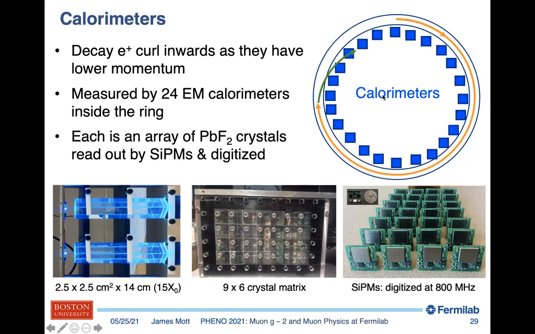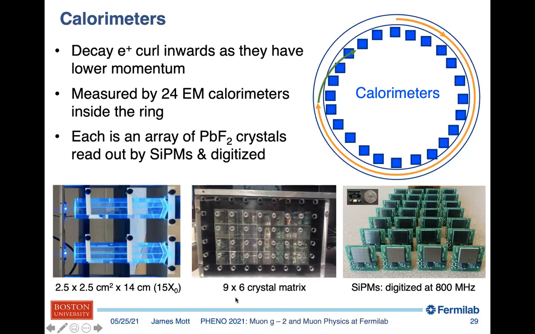Each one of these is an array of lead fluoride crystals. They look like this, about 1 inch by 1 inch by 6 inches long. And then we take an array of those, 6 by 9, making up 54 crystals. Then we read out the back of them with silicon photomultipliers, which are digitized, and we read the full waveform. These are about the size of a quarter, right? You stick them on the back of these so that as well as energy and time information, you're also getting spatial information about where the positron hit inside the calorimeter.